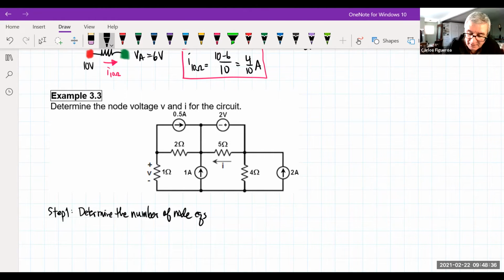So where would I pick my ground? It seems like a reasonable place to put the ground here is right here at the bottom. So here's my ground. So remember, I don't count my ground. I don't count it. I count everything afterwards. So here I go. Here's my first node. My second node.